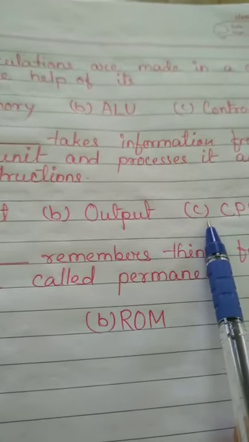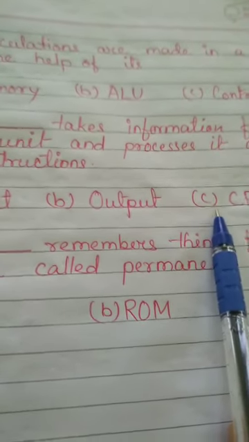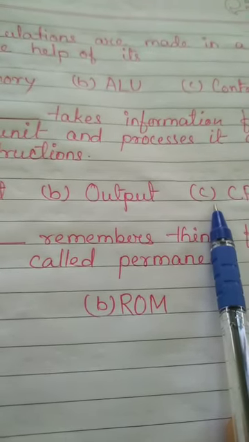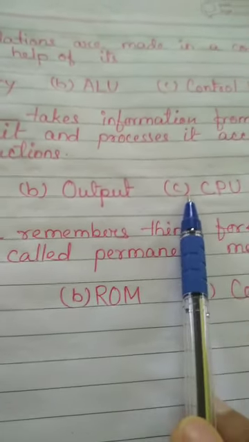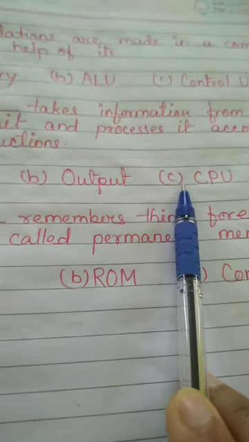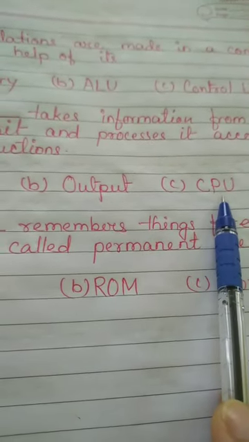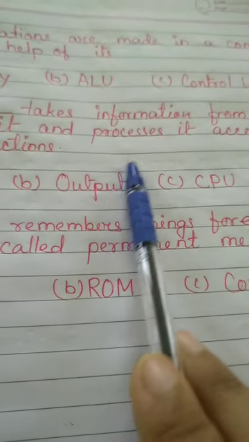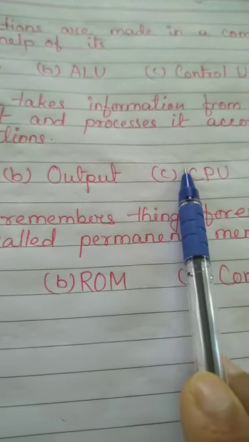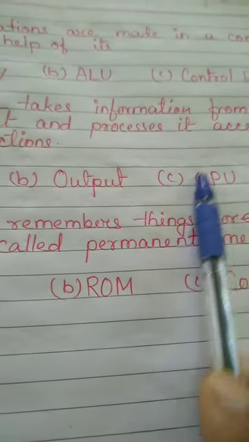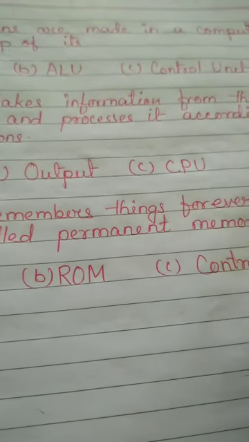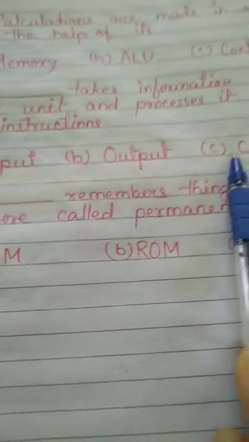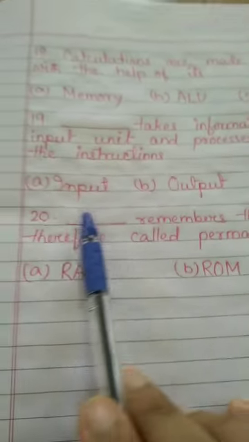So the correct option is, we have studied about the IPO cycle in our previous chapters, have we not? In the IPO cycle we have learned that the CPU controls the processing section, and the CPU takes the information from the input unit, then it processes it and it transfers the data to the output unit. So the correct option is CPU. Okay, moving to the next question.